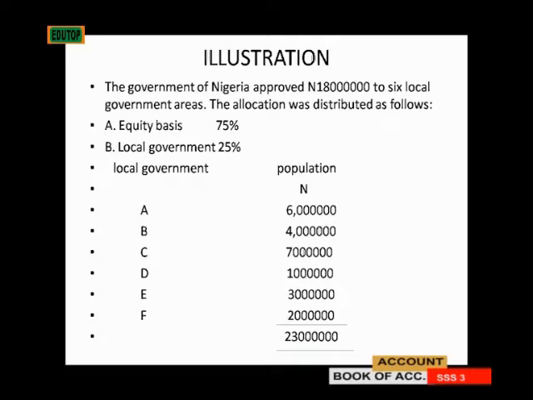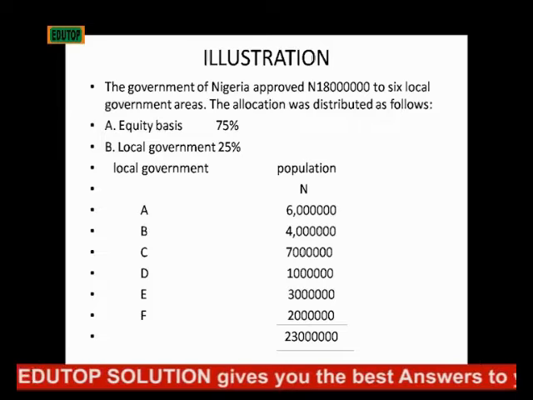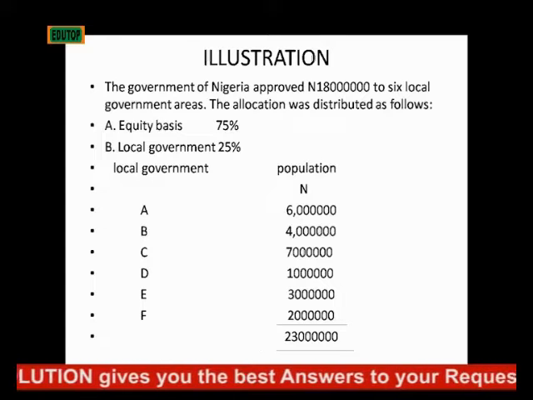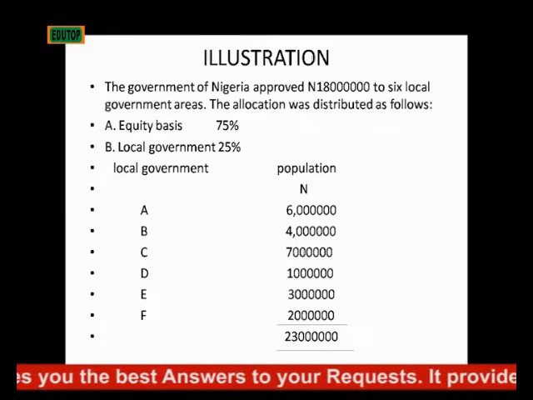Here they said the government of Nigeria approved this amount to the 6 local government areas. The allocation was distributed as follows. Equity basis, we have 75%, and the population basis, 25%. So now we are given the population: local government A has a population of 6 million, B 4 million, C 7 million, D 1 million, E 3 million, and F, which is 2 million. So the population that will benefit from that revenue is 23 million from the 6 local governments.